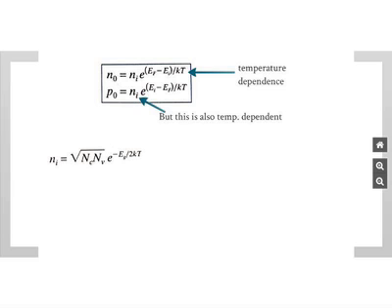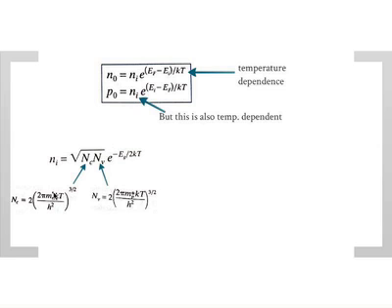Now, if we explicitly write the intrinsic carrier concentration, which we derived earlier, it's the square root of Nc Nv times e raised to minus Eg over 2kT. We derived this a couple of slides before. So we know the temperature dependence is there. Now, even inside this, we have further temperature dependence, because the densities of states are also temperature dependent, as we saw before. That's shown here, both Nc and Nv.